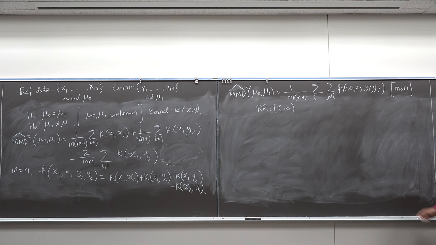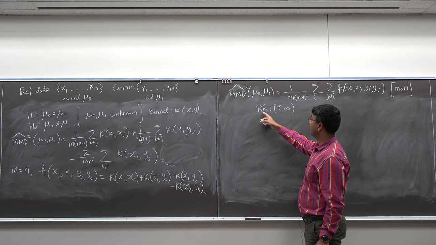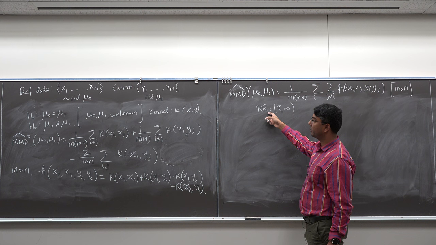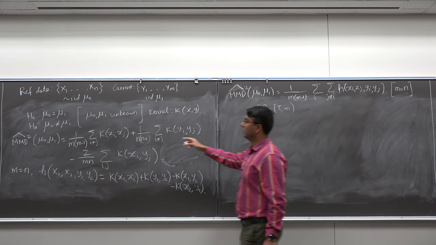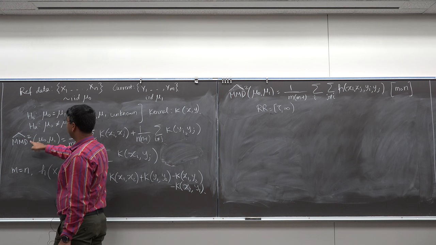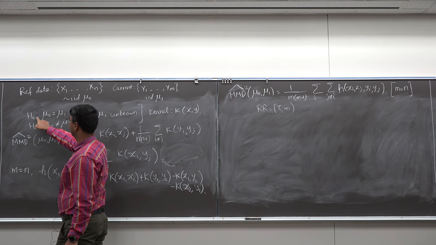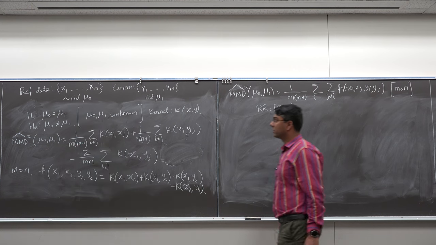So the idea here is that as you are computing this MMD hat square, if the value of MMD hat square is above a certain threshold, you can raise an alarm saying that the alternative hypothesis is true. On the other hand, if MMD hat square is small, then you have to say that H naught, the null hypothesis, is true.